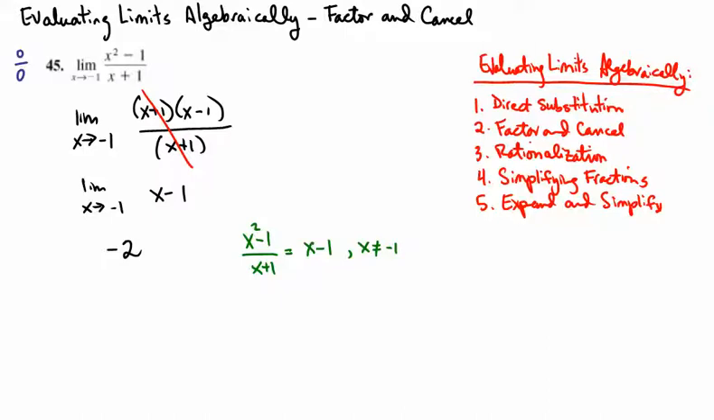And what we would have when we graphed this is the line y equals x minus 1 with a hole at x equals -1 and y equals -2. Those are the coordinates of the point that would plug the hole in y equals x minus 1. Alright, so that's an example of factoring and canceling.